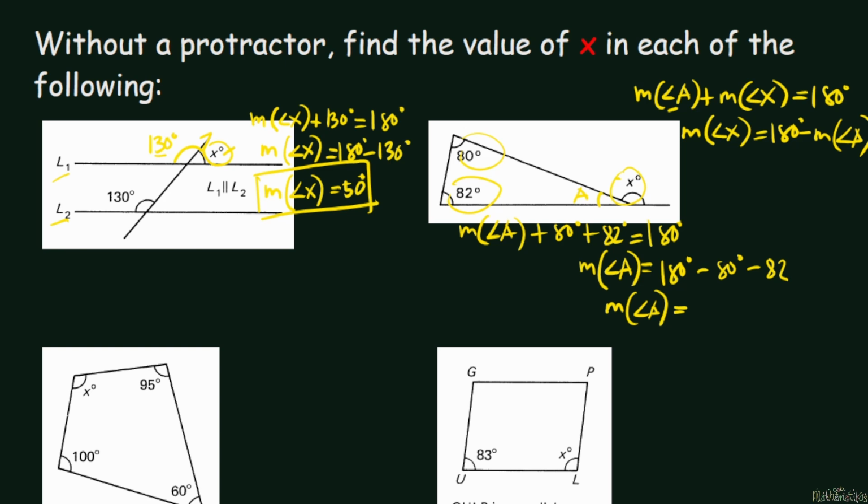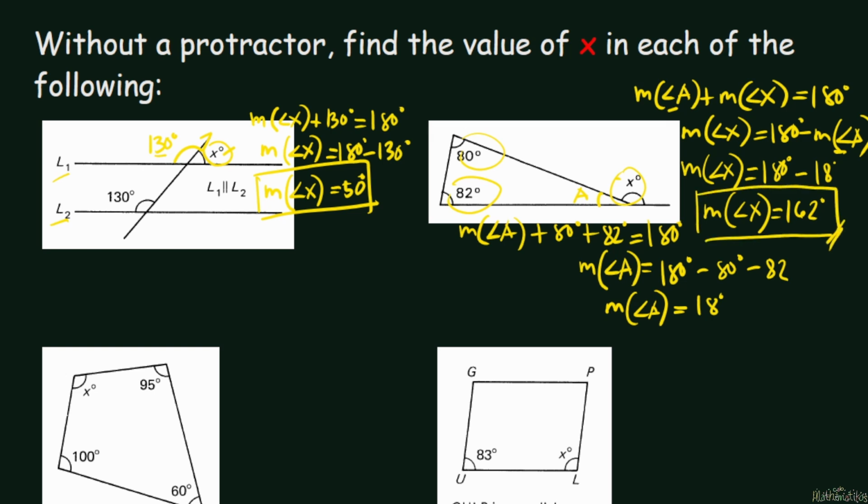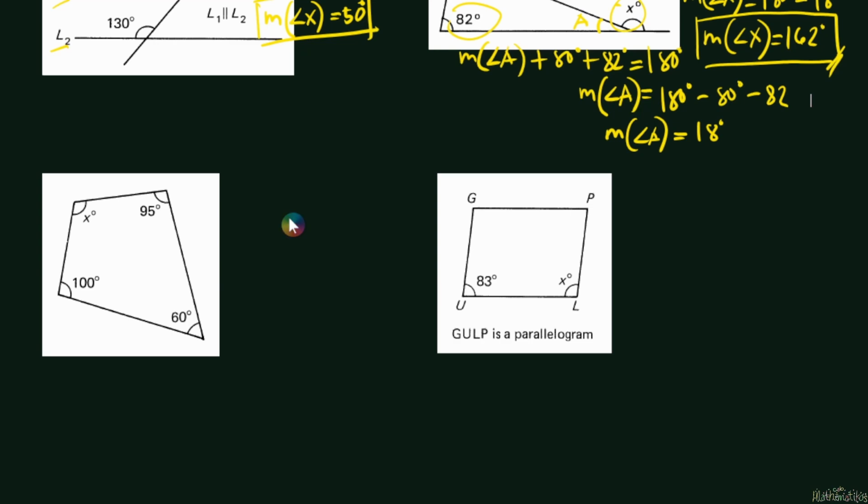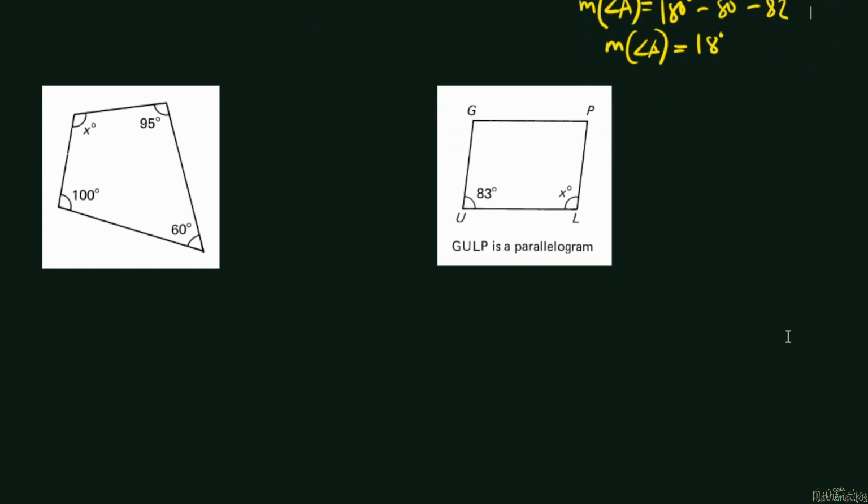So the measure of angle A is 18 degrees. So we can find the value of x here: 180 minus 18, because we know the value of A here. So the measure of angle x is equal to 162 degrees. Let's solve the other two.